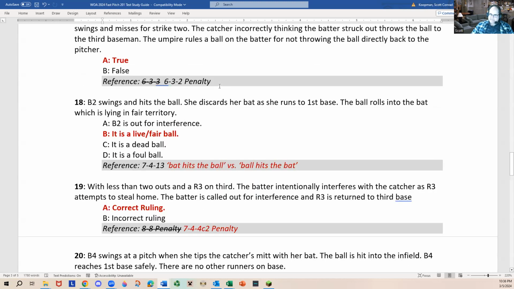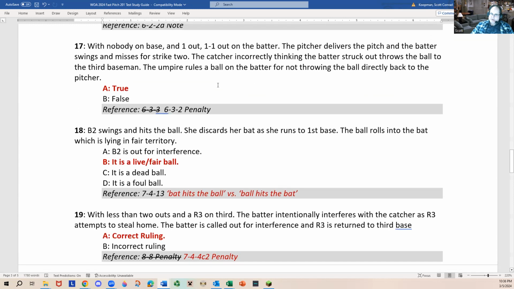Question 17. With nobody on base and one out, there's a 1-1 count on the batter. It doesn't say a count, but it just says 1-1 out on the batter.